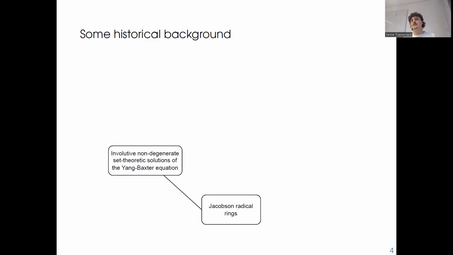And Jacobson radical rings. So what are Jacobson radical rings? These are rings that coincide with their own Jacobson radical, so of course they should be non-unitary. He found a way to produce, starting from a Jacobson radical ring, an involutive, non-degenerate set-theoretic solution. Then he thought, what intrinsic properties of Jacobson radical rings actually yield this solution? Is there a possibility that we can relax this definition? This is indeed what he did, and he came up with the notion of a left brace.